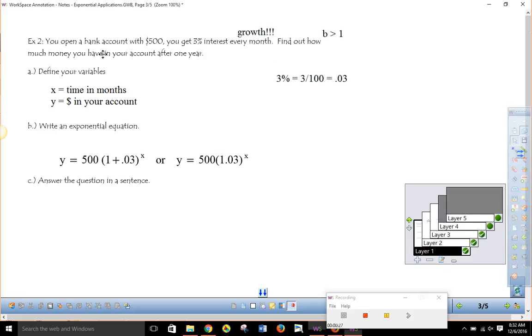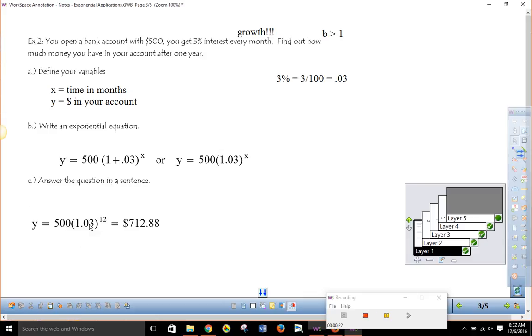And then it's asking me what's happening after 1 year. This is where you need to be careful. Do not put 1 in for X. X is in months. So you have to think about how many months are in a year. Hopefully, dear Lord, I hope you know that it's 12. So when you substitute 12 into here, you should get $712.88.